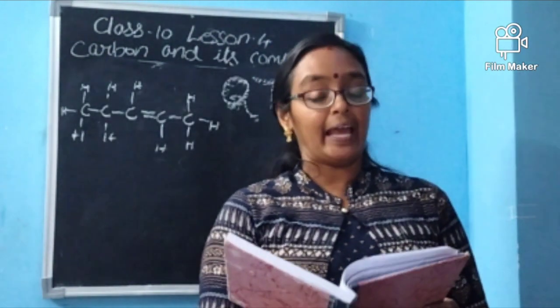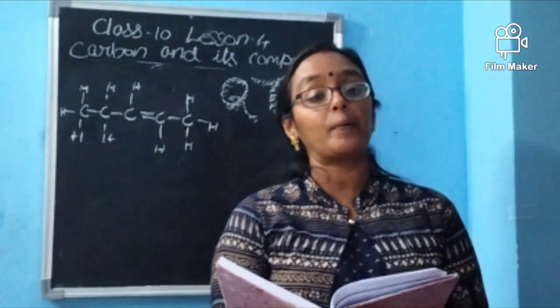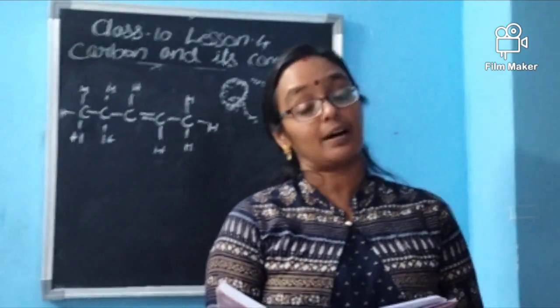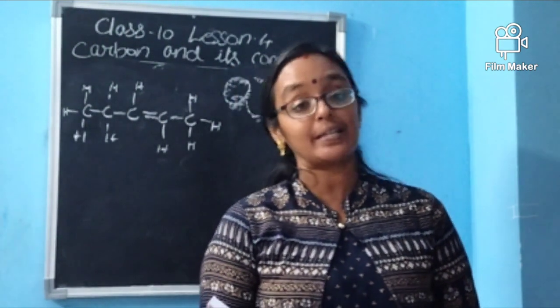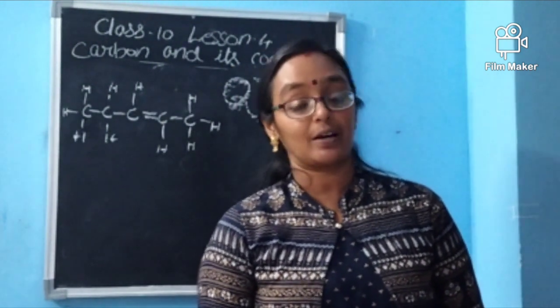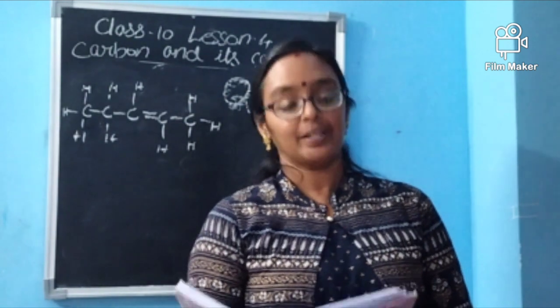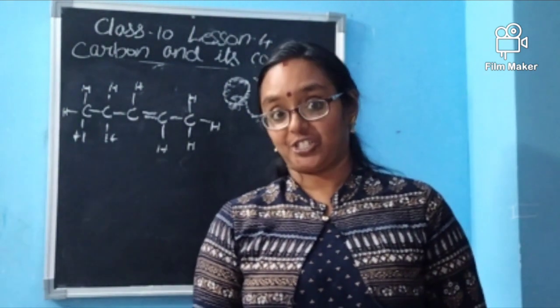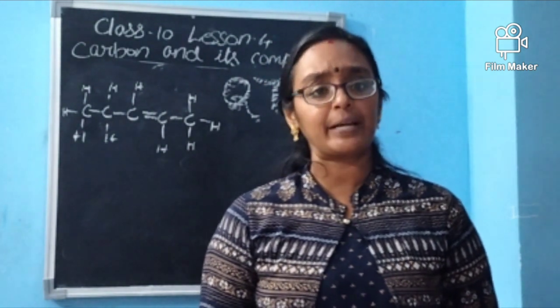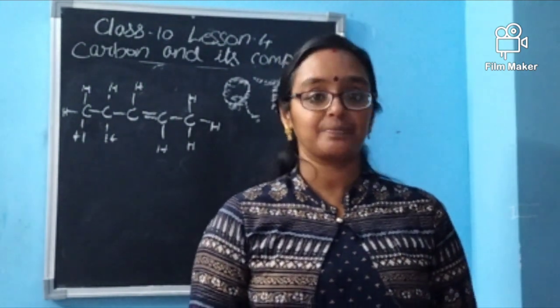First question. Elements of carbon having different physical properties but similar chemical properties are called dash. Second one, the self-linking property of carbon is called dash.